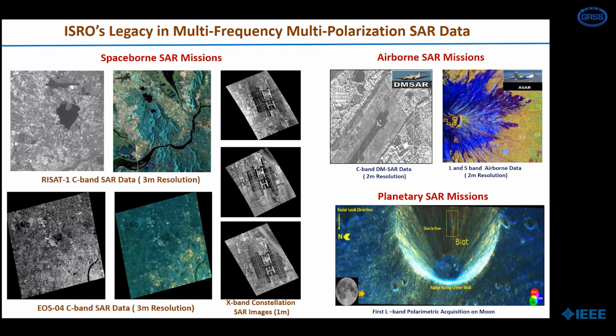In such a case, before RESAT-1 was flown, we had DMSR, the Disaster Management SAR, which was flown exclusively for disaster support. And we have L and S band airborne data in a similar way. It is a precursor to our NISAR. And of course, as I said, our planetary missions also carry L and S band SARs.